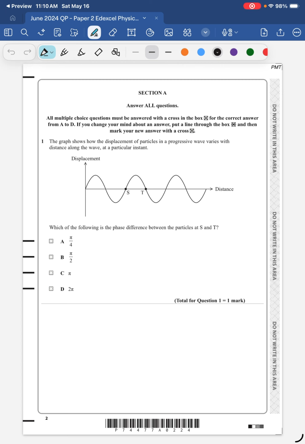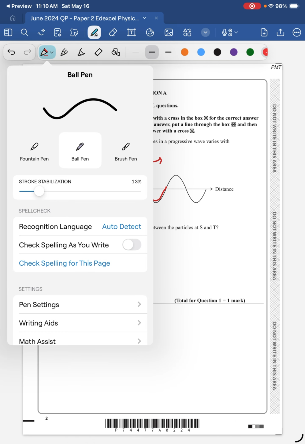The graph shows how the displacement of particles in a progressive wave varies with distance along the wave at a particular instant. Okay. Which of the following is the phase difference between the particles S and T? Okay, so you see that they are half a wavelength apart, right? So a full wavelength is this one, right? So that's one wavelength.